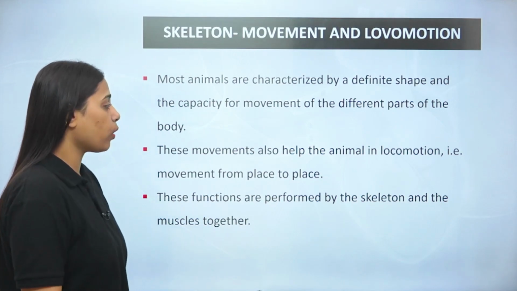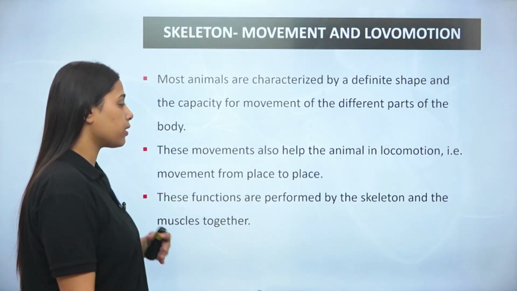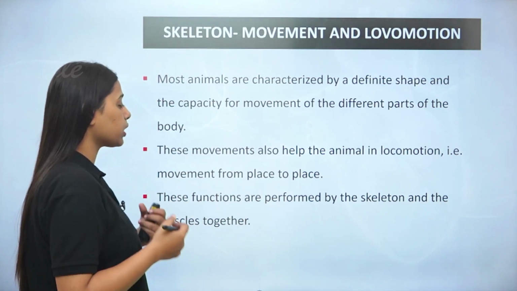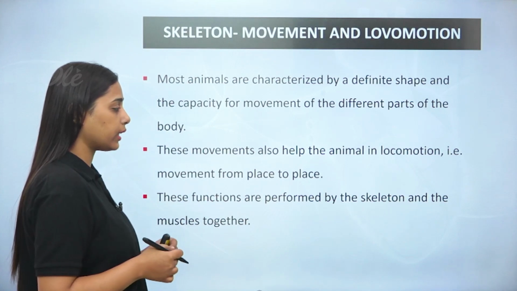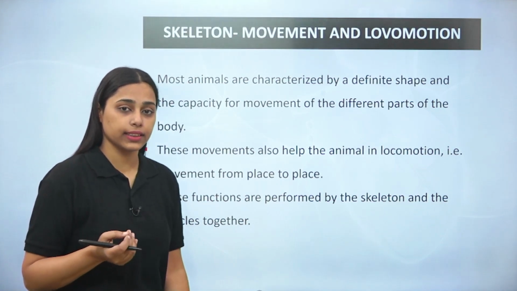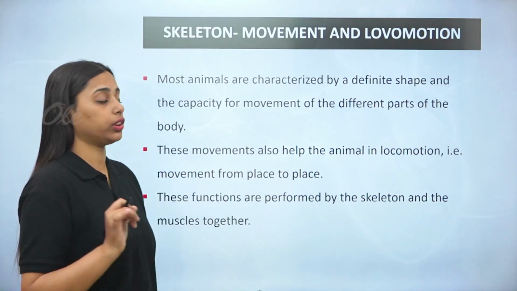These movements also help the animal in locomotion, like movement from place to place in search of food, in search of a mate, any reason. These functions are performed by the skeleton and the muscles together. This is an integrated system where muscles, bones and joints all work in conjunction with each other.